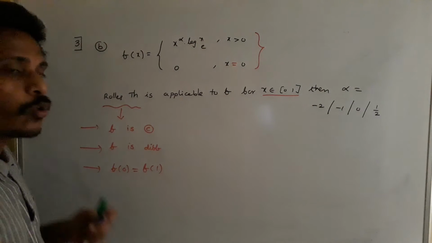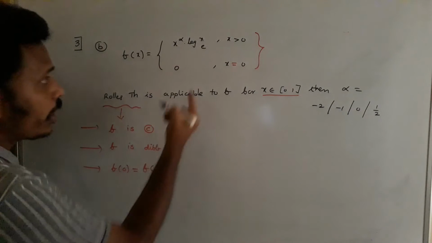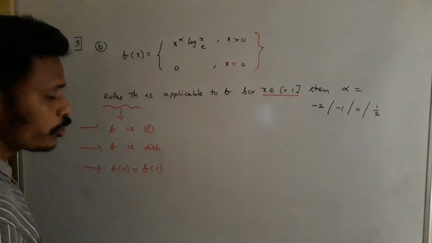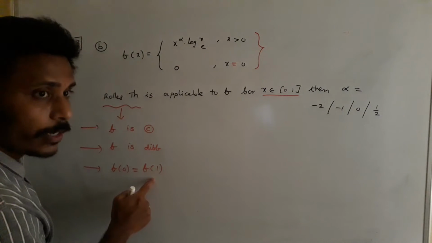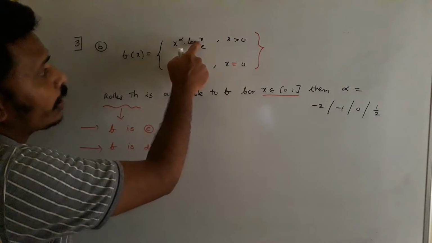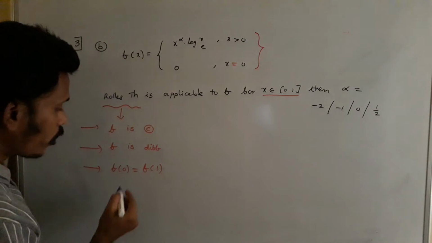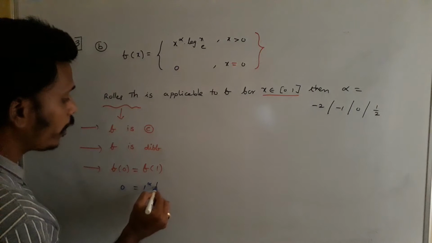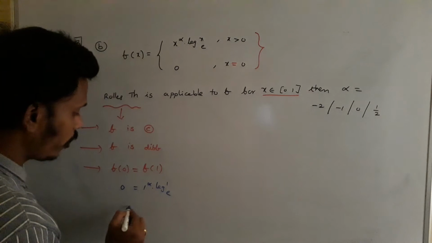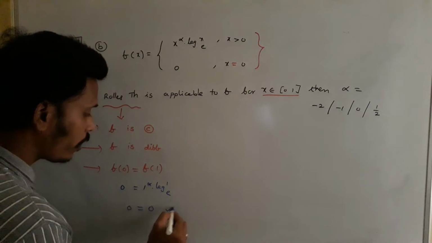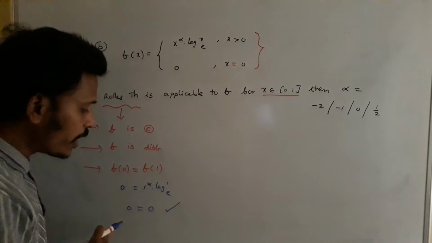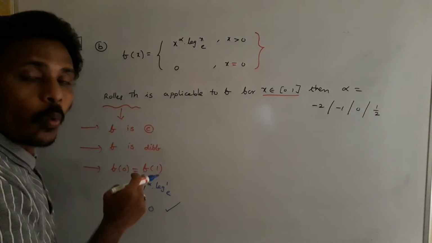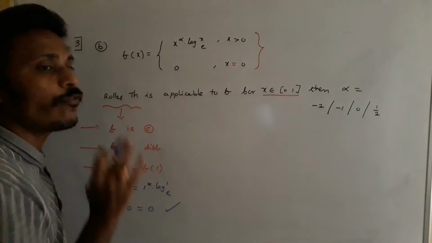See, f of 0 is equal to f of 1. Is it clear or not? f of x is equal to 0 if x is equal to 0. That means f of 0 value is 0. f of 1: if you replace x with 1, logarithm of 1 is 0. So f of 1 is 1 power alpha into log 1 to the base e, which is 0. So 0 equals 0. This is always correct. Since this is always correct, this condition won't help us to get the value of alpha.